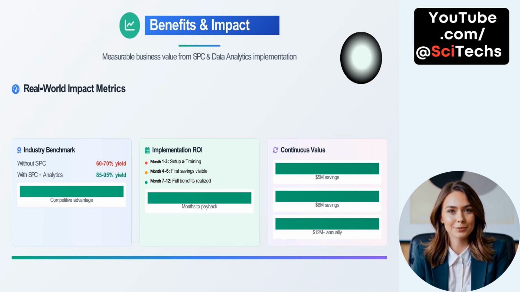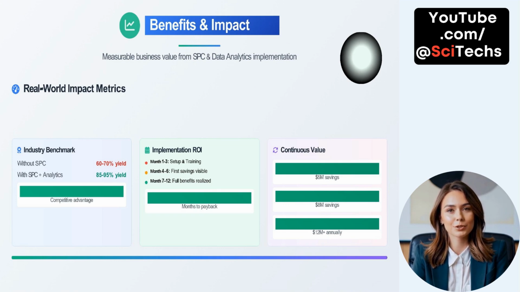The return on investment timeline is clearly phased. During months 1 to 3, efforts focus on setup and training. From months 4 to 6, organizations begin to see early savings. By months 7 to 12, the full benefits of the implementation are realized. This structured rollout ensures manageable change and measurable progress.